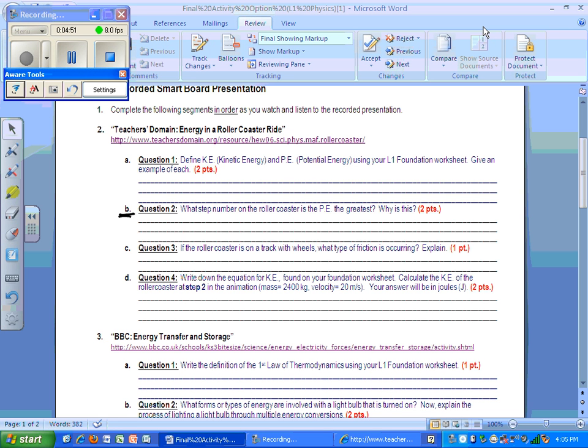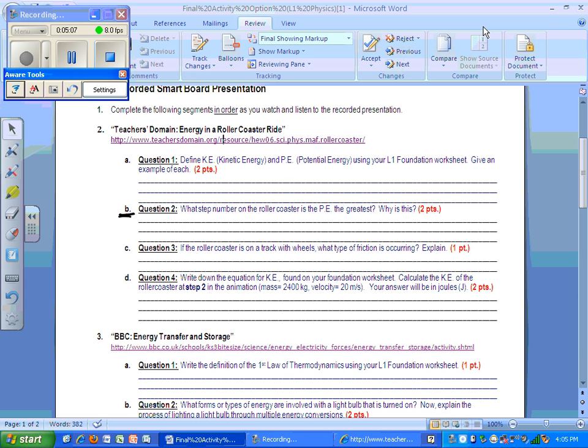Okay, moving on to question number 3. This says, if the roller coaster is on a track with wheels, what type of friction is occurring? Now, it will be good to know what friction is. If you remember, friction is a force that opposes the motion between surfaces that are touching.